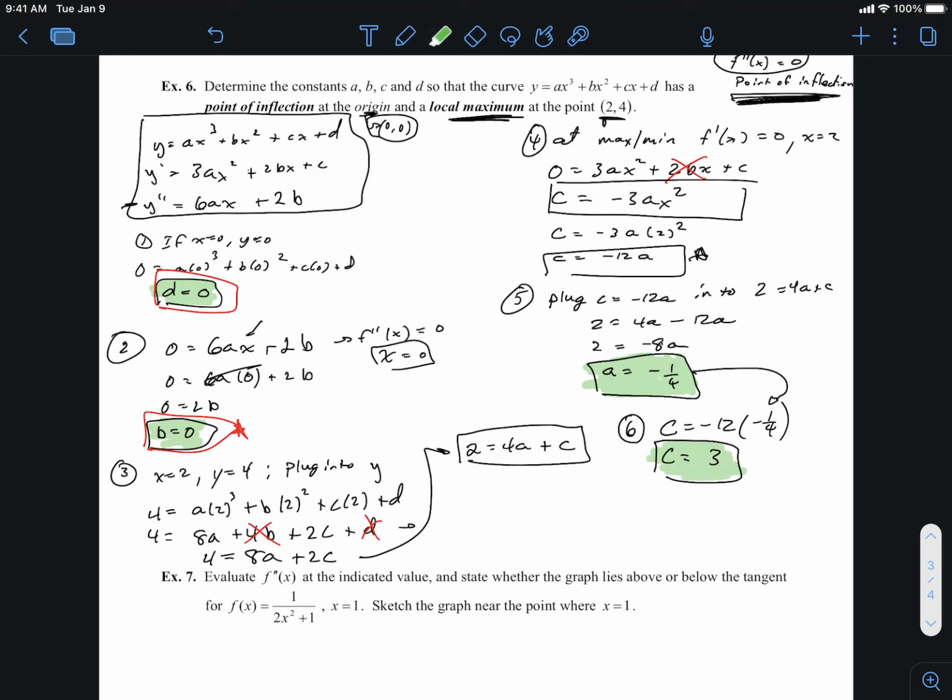Last step, because ultimately what did it ask for? Determine the constants. So just to make your life easy, here's your original function with the coefficients in place. Negative 1/4 x cubed. What's the rest of it? B is 0, C plus 3x.